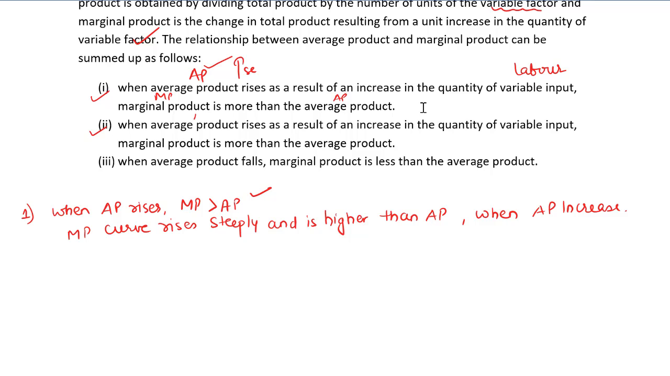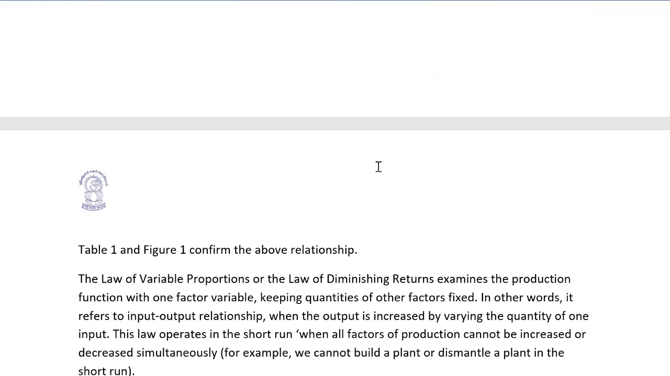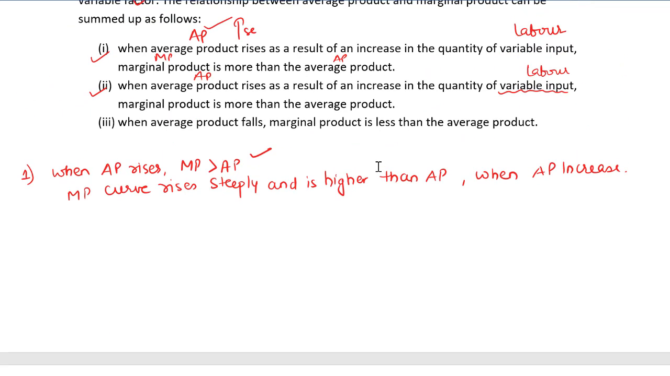Point number two, when average product rises as a result of an increase in the quantity of variable input labor, marginal product is more than average product. I think it's a repetition. Let's see the third one. When average product falls, marginal product is less than average product.